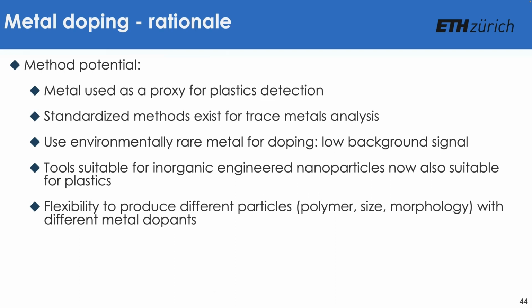When we're synthesizing these materials ourselves in the lab, we use an environmentally rare metal for the doping, so there's a low background signal. And this makes any type of analytical tool, which used to be suitable only for metals, now also suitable for plastics. And working with colleagues in chemical engineering or material science, we can really produce a lot of different types of particles with different metal dopants, different polymers, sizes, and morphologies, so that we have a large suite of materials to work with.